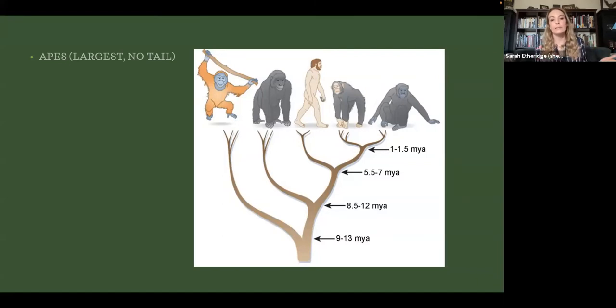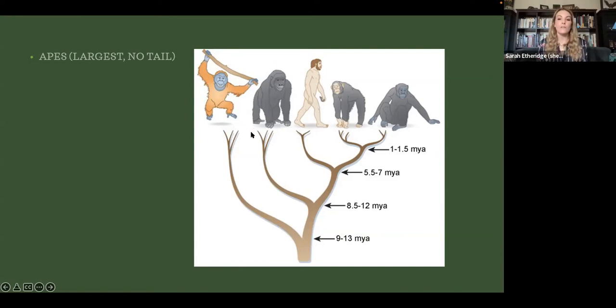So we have orangutans that branched first, then gorillas, then humans, and then chimps and bonobos. What is very important about this is if you look at the branches between humans and chimps, that's closer than between chimps and gorillas. And what surprises a lot of people is that chimps and humans share more DNA than chimps and gorillas do.